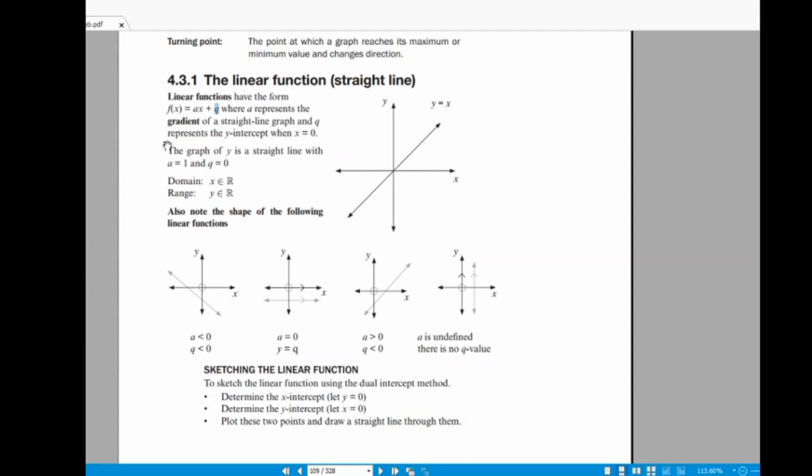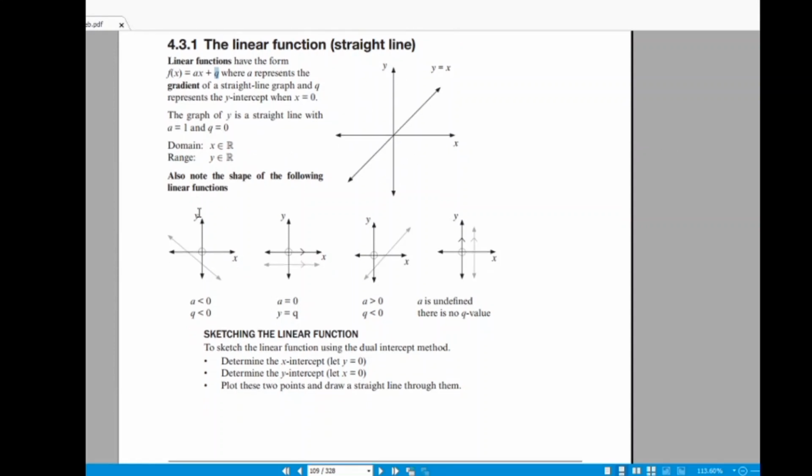The y-intercept is where x equals 0, right? The graph of y equals x is a straight line. Okay, this graph is a straight line. It has the function y equals x, where the values of x and y are equal throughout. The domain is the set of all possible x values. In this case, the domain is the entire x-axis, and the range is the entire y-axis, right?